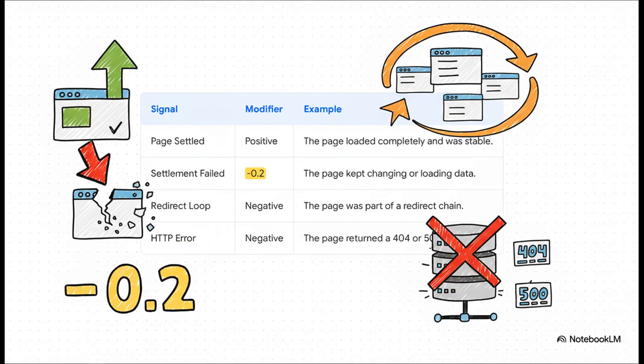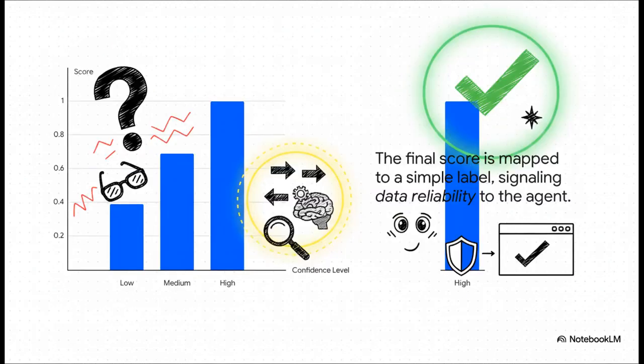And then that score gets adjusted based on real-world signals. Did the page settle perfectly? Great, the score goes up. But what if it failed to settle? It gets a penalty, in this case, minus 0.2. Other bad signs, like getting caught in a redirect loop or hitting a server error, will also drag that score down. So at the end, this final number gets translated into super simple, easy-to-understand labels. As you can see, a score of 0.7 or higher gets labeled high confidence. Somewhere in the middle is medium, and anything below that is low confidence. That's a crystal clear signal to the agent that this result might need a second look.